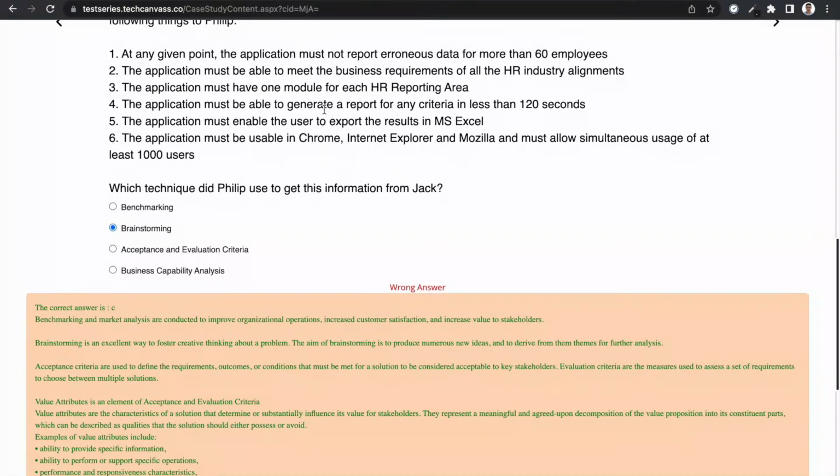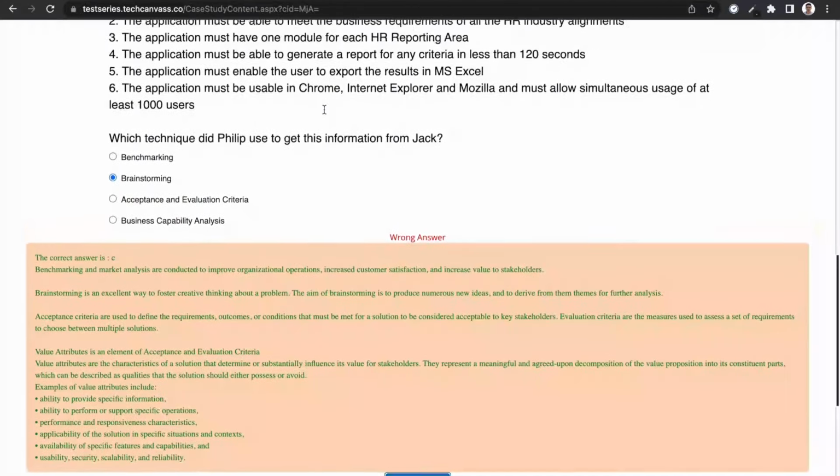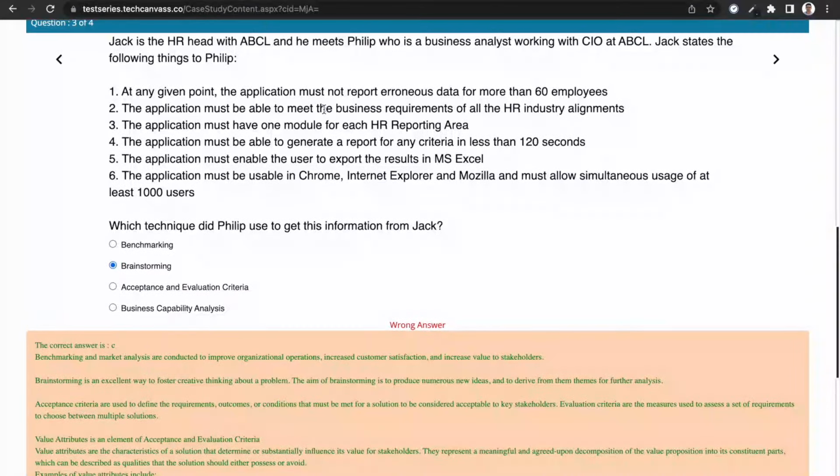Brainstorming is an excellent way to foster creative thinking about a problem. It can produce numerous ideas which can be used for further analysis. So brainstorming is also not the right answer. And for sure, business capability analysis is about capabilities, which helps in understanding where the performance gaps are, what is valuable for a business, where there can be risk, and of course that is not aligned with what the question is asking here. So the correct answer here is acceptance and evaluation criteria.